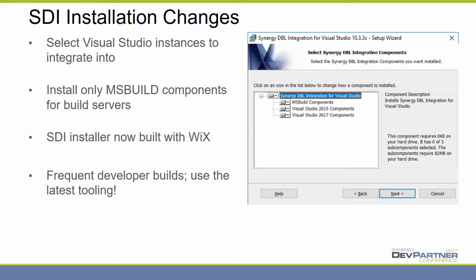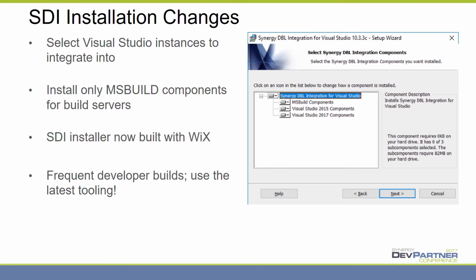We don't tend to care that much about installation changes as long as things work, but there have been some changes in the Synergy DBL integration installation. It's the first of our installers to use our new environment based on the Wix environment, not the old InstallShield tools. But the change that you will notice is that now when you install SDI, if you do have multiple installations of Visual Studio available, previously it would just go ahead and plug our tools into all of them. But if you've got 13, 15, and 17 installed and you only want to install the tools into the latest version of Visual Studio, now you can pick which versions get installed.